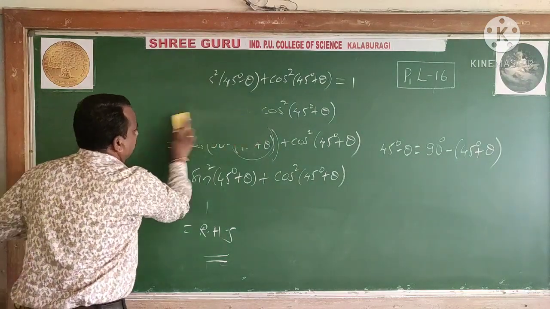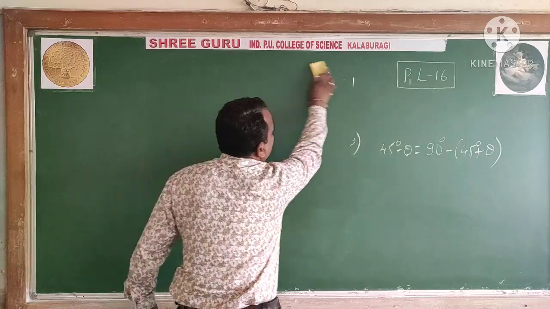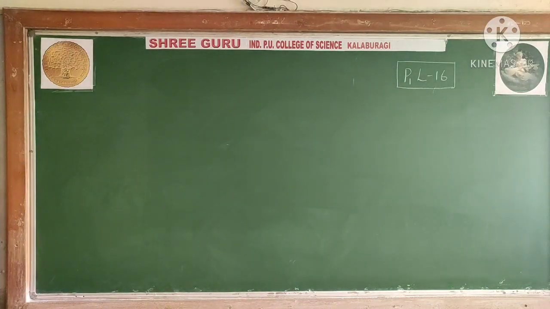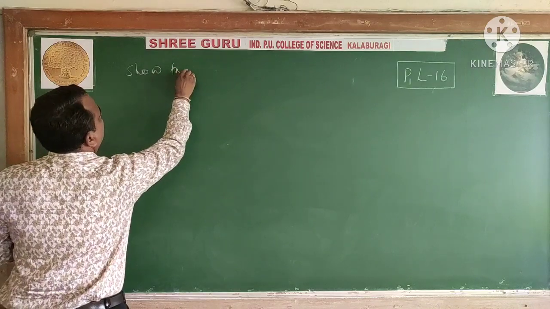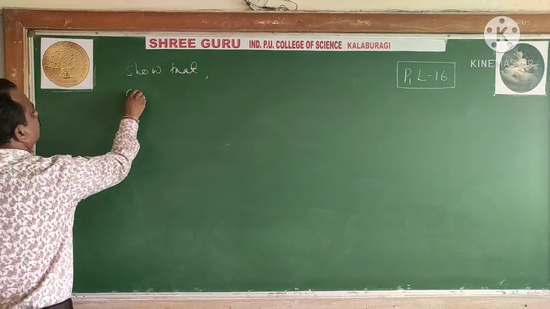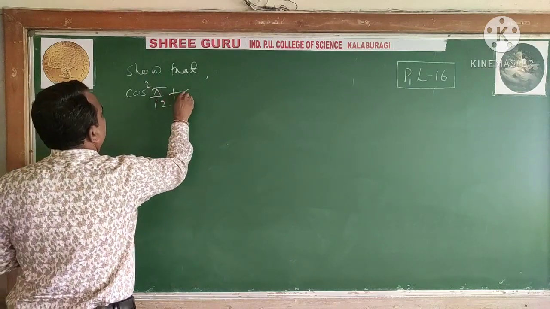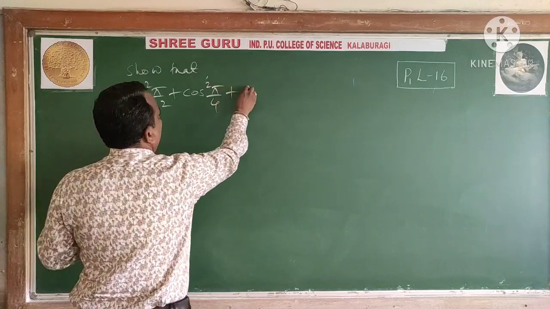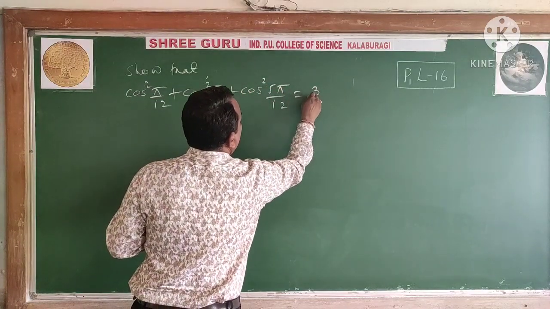Now we go for the next one. Same type of CET examples we calculate today. See the next example, friend. Next example. Show that cos square of pi by 12 plus cos square of pi by 4 plus cos square of 5 pi by 12 is equal to 3 by 2.